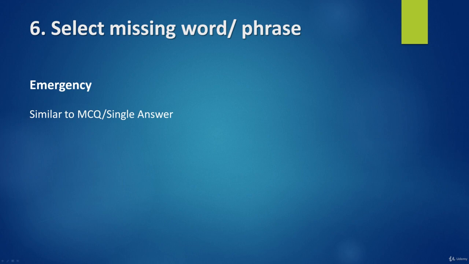Emergency section for this one is similar to multiple choice question, single answer. It's again just about eliminating the options and just increasing your chance of picking the right one. There's no special technique really. It's very much similar to that one, so maybe have a look at that one again. And when you're ready, let's do an example question together in the next session.